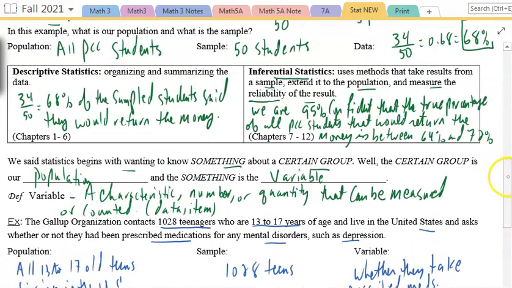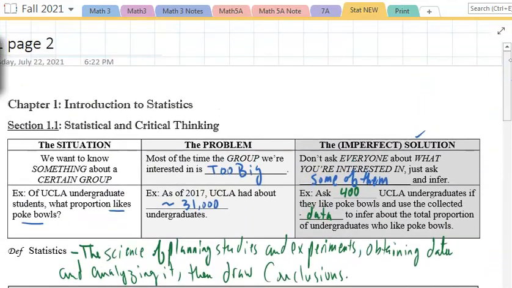That takes care of section 1.1. Every time I finish a section, the homework is due. The homework is listed on the syllabus.